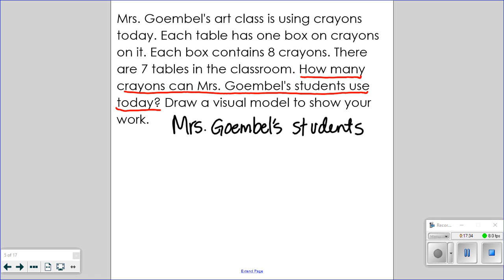Miss Gimbel's students have blank crayons. There's what I'm counting. That's what Avery told us. We know we're counting crayons. Make sure you've got that answer sentence. Miss Gimbel's students have blank crayons. We know we're counting crayons.